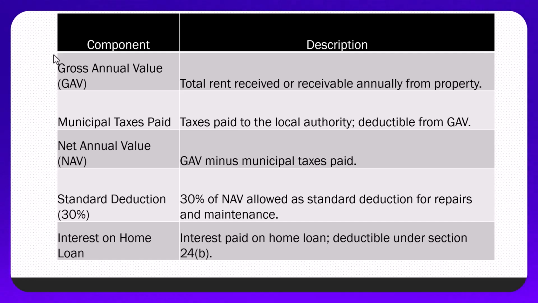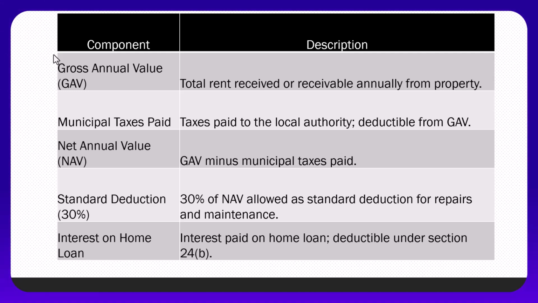You have to calculate your GAV for 12 months only. Then of course you can claim that you have not received that rent, somewhere at the bottom line. Then municipal taxes, if you have paid something, will be deducted. So then it will be the net annual value. GAV minus the municipal taxes will become taxable here. All rent minus the municipal taxes, which is generally a very small amount, deduct that. So that is taxable. Then from that you get a standard deduction of 30%, which I told you.